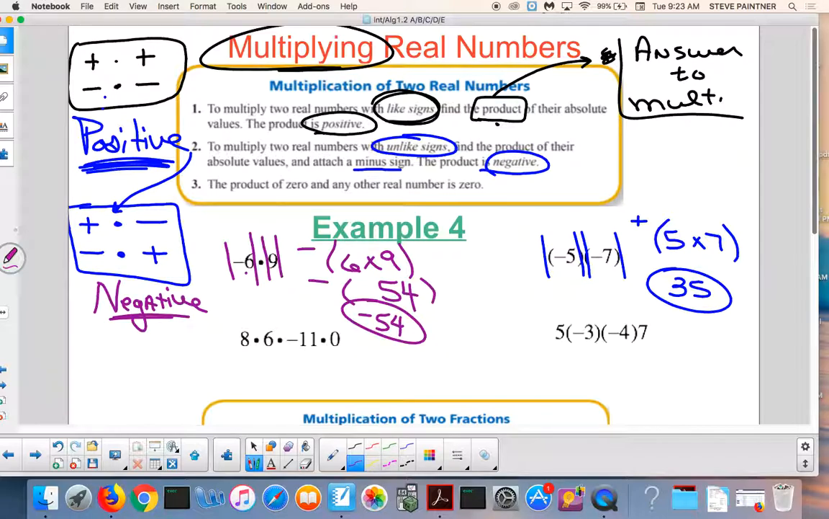Don't make that hard. All it is is 6 times 9. But because the signs are opposite, we get negative. If the signs are the same, we get positive. That's it. Last one, number 3. Product of what? 0. Which means, give me the answer to multiplication when you multiply by what? 0.